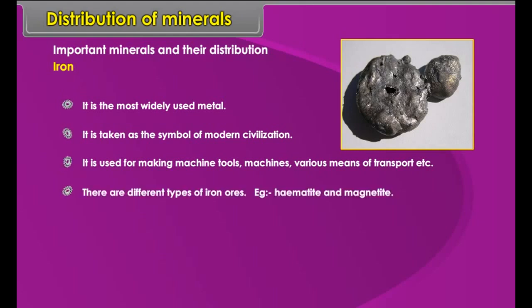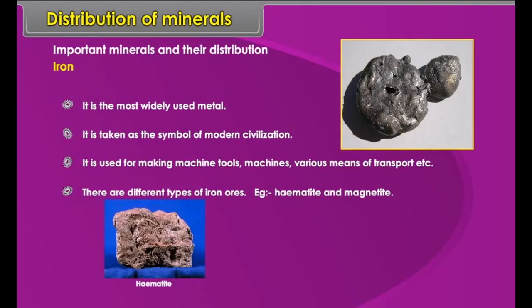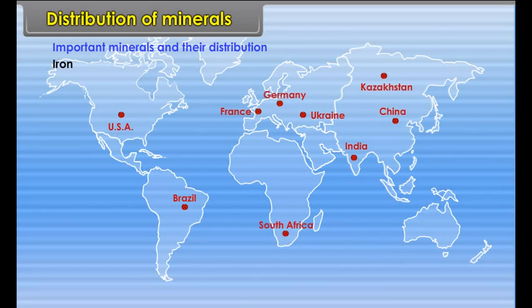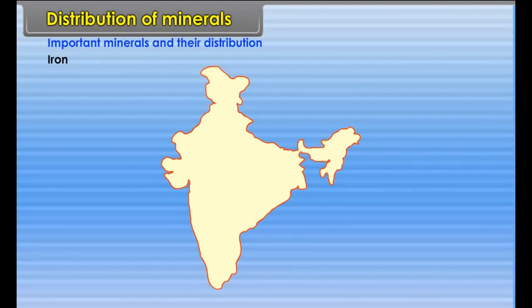There are different types of iron ores. Example: hematite and magnetite. Location, world: Ukraine, Kazakhstan, USA, China, India, Brazil, France, Germany, South Africa, etc. In India: Jharkhand, Orissa, Chhattisgarh and Madhya Pradesh.